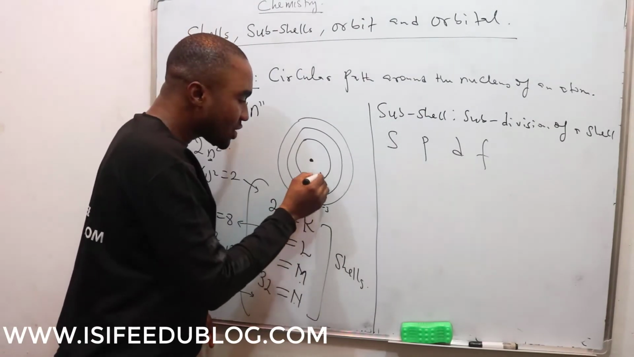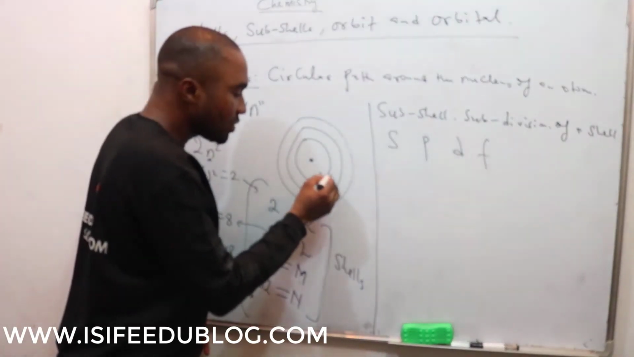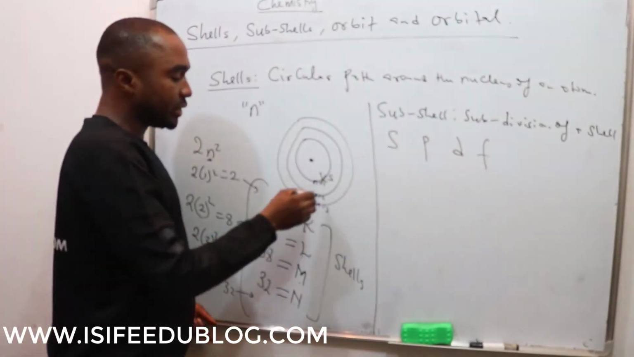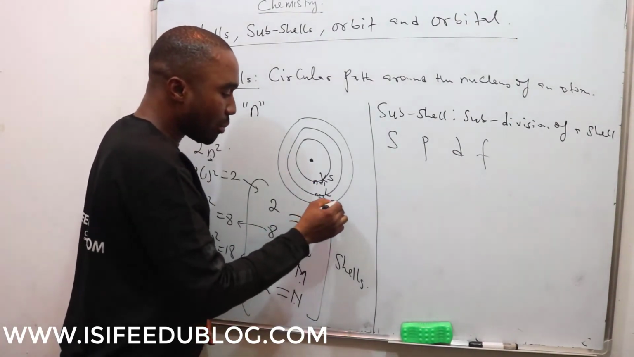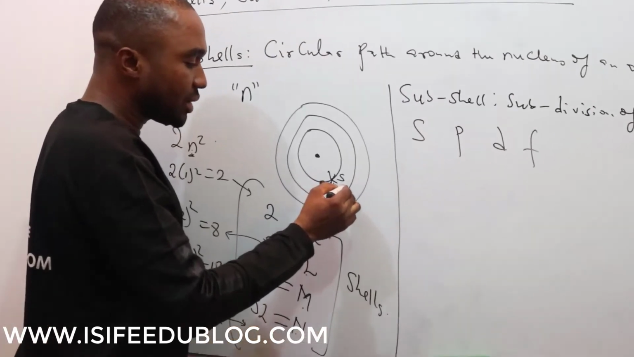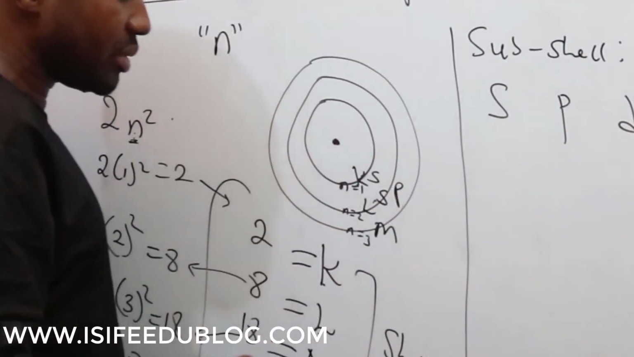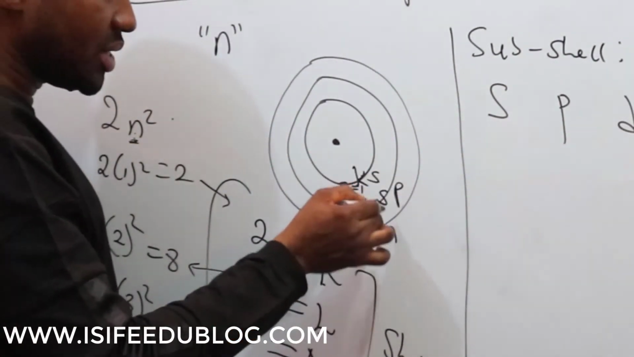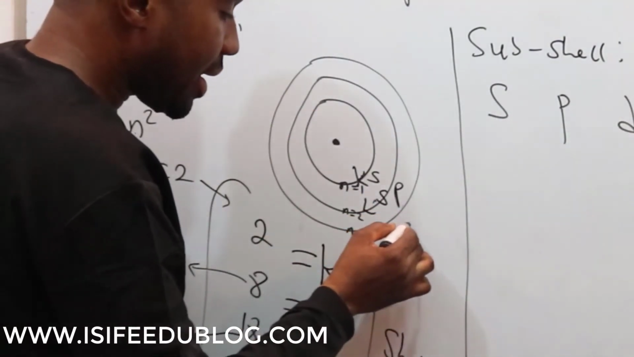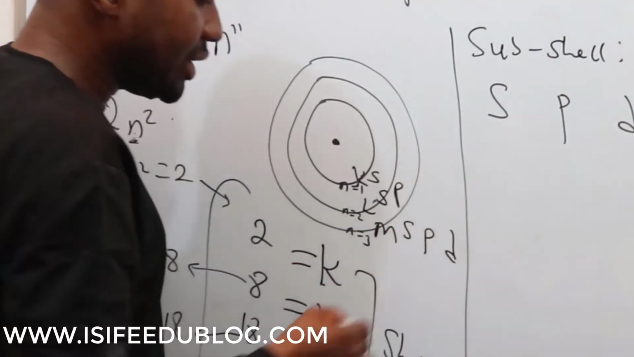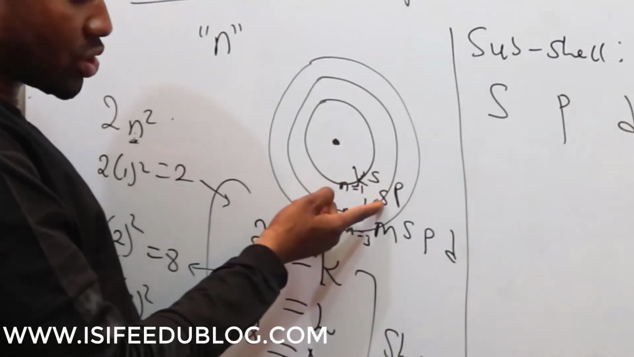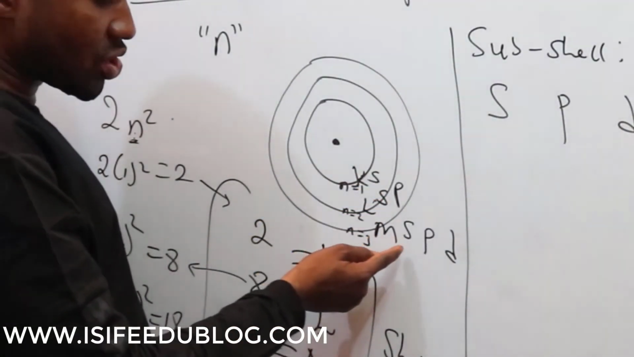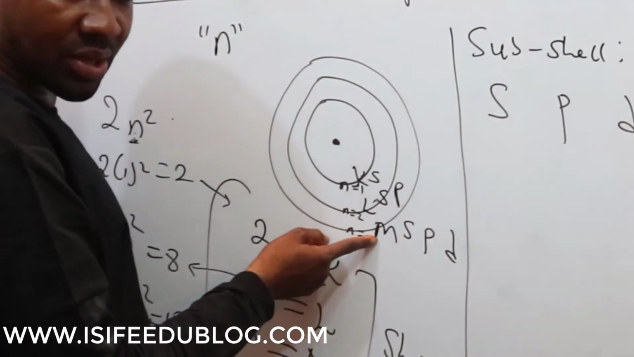Like this is a K shell. The division of this shell is just one, S. Then this is the L shell, and the division of this shell is S and P. While this is the M shell, the division of this shell is S, P, and D. Three things. This is 1, the first shell. This is 2, the second shell. This is 3, the third shell. 1, 2, 3, because it is the third shell.